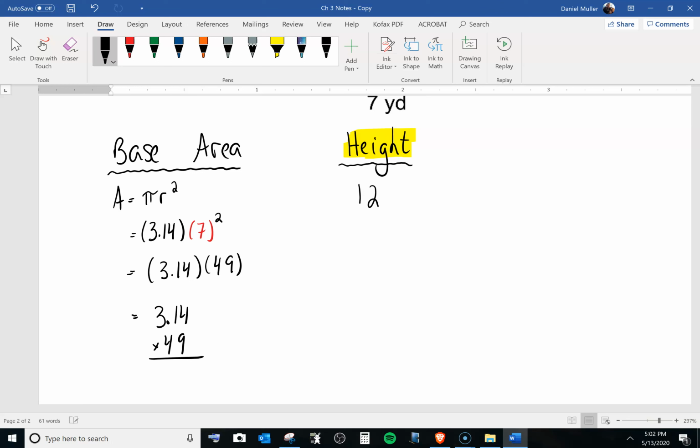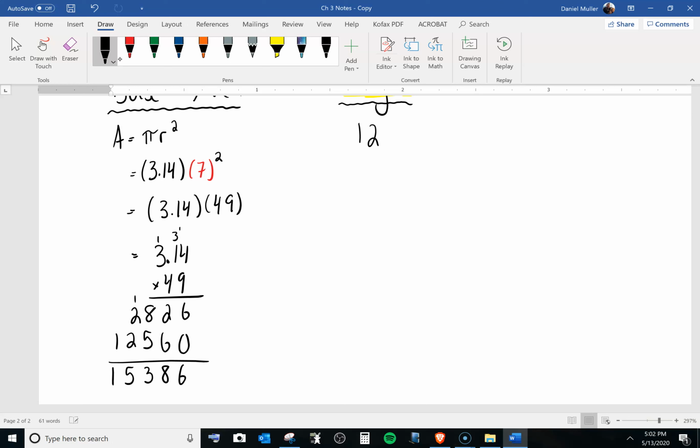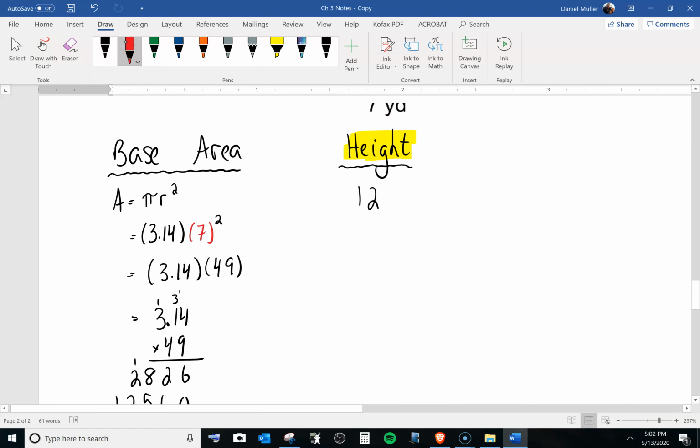Now I can multiply. 9 times 4 is 36. 9, 10, 11, 12. 27 plus 1 is 28. Now I'll start with the 0. 4 times 4 is 16. 4 plus the 1 is 5. 4 times 3 is 12. So I get 6, and then I get an 8, and then I get a 13, then a 5, and then a 1. And then I got to put that decimal spot in. So 153.86. Now that is the area of the base.